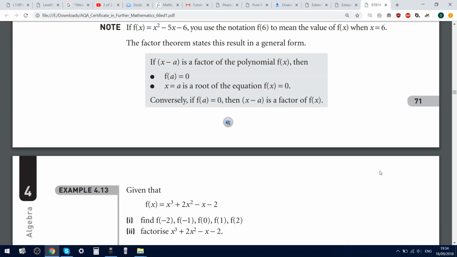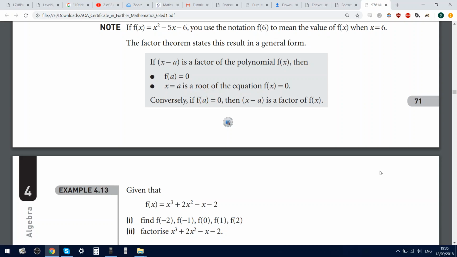Okay, so for the f of minus 2, you sub in minus 2 for all the x values there. So minus 2 cubed plus 2 times minus 2 squared, minus, and then in a bracket, minus 2. Then you have minus 2. And let's say the f of 1 is equal to 0. What does that tell you? That means that if you sub in 1 for all of those x values, you get an answer that equals 0.